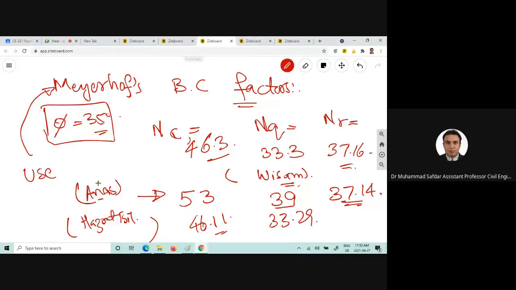Now, I think I got an NQ value which is close to 33. Yes, so this NQ value is 33. Wasim, do you want to add to these values? No, sir.